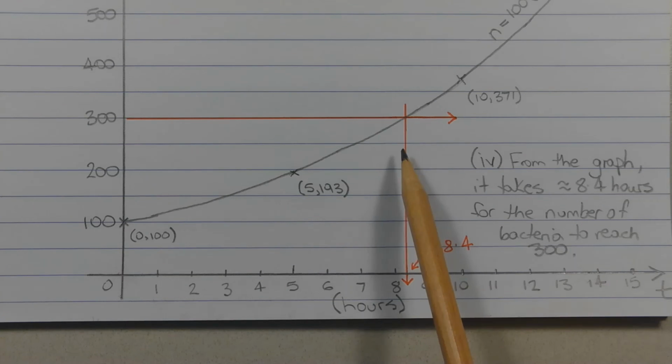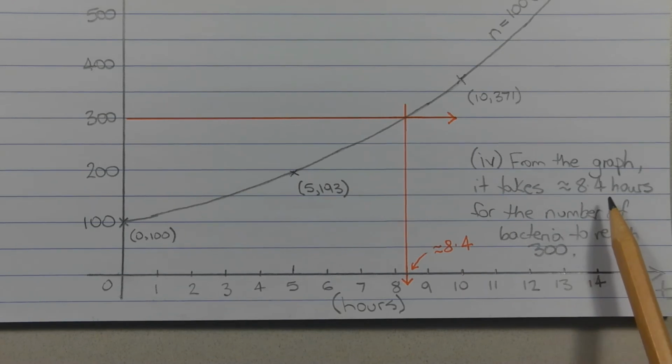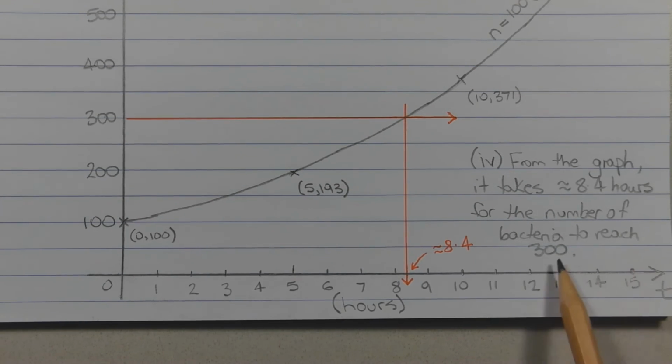And at the point where the vertical line crosses the x-axis, we can estimate the number of hours it takes for the bacteria to reach 300. And at this point here, it's approximately 8.4. So from the graph, it takes approximately 8.4 hours for the number of bacteria to reach 300.